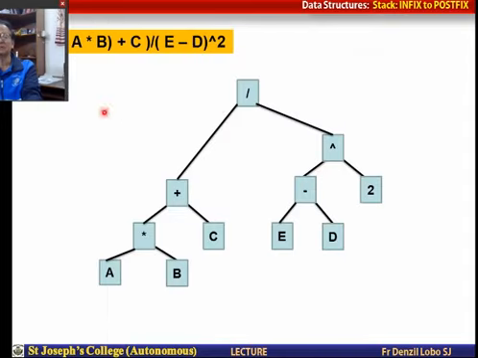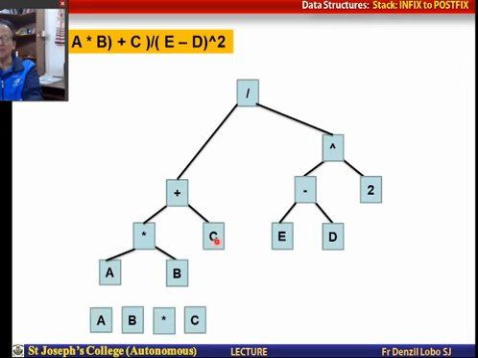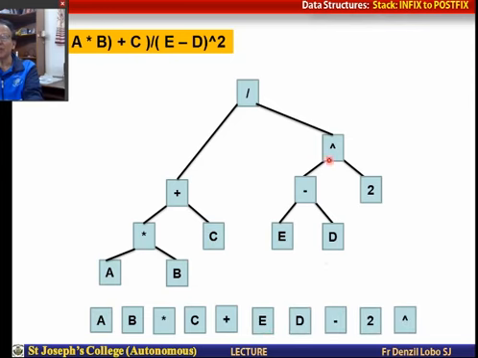Again, just check here, you have one more expression, A into B plus C divided by E minus D power 2. So what is the postfix? The expression of the post order traversal: A, B into C plus E, D minus, then 2 power divided by. So this becomes the postfix expression of this infix notation.